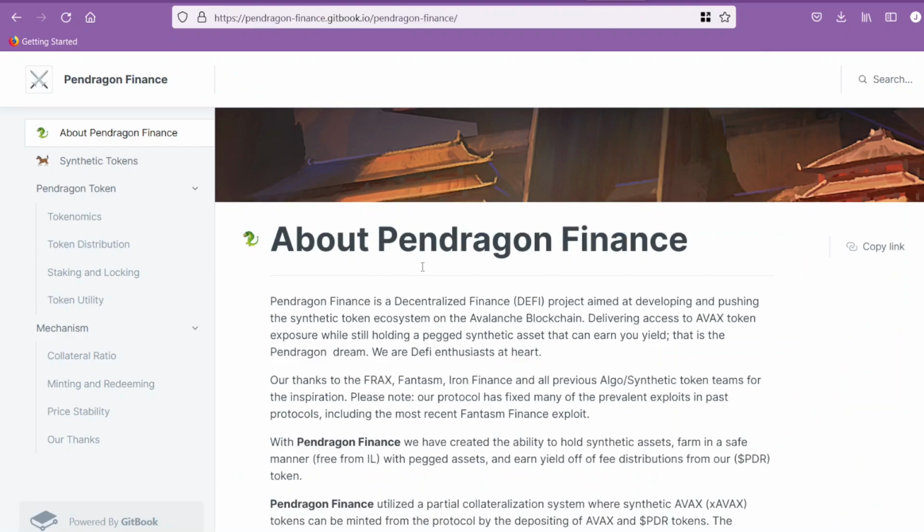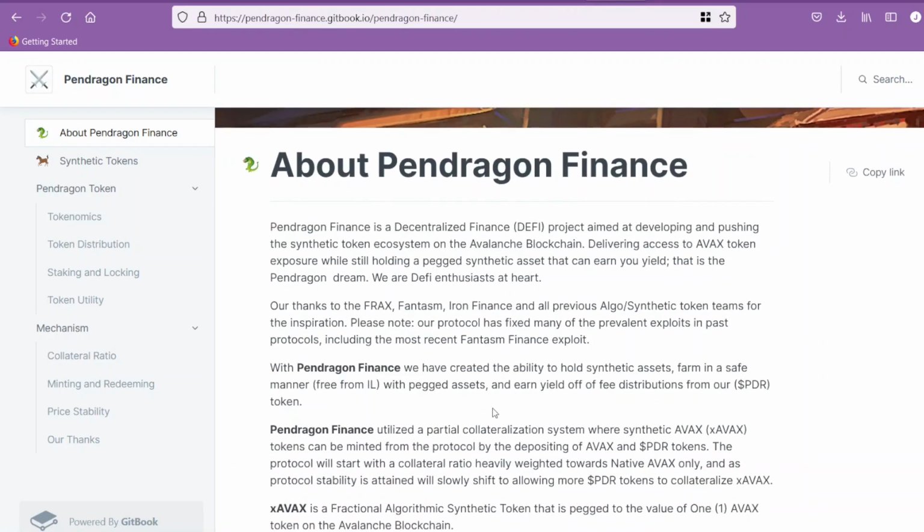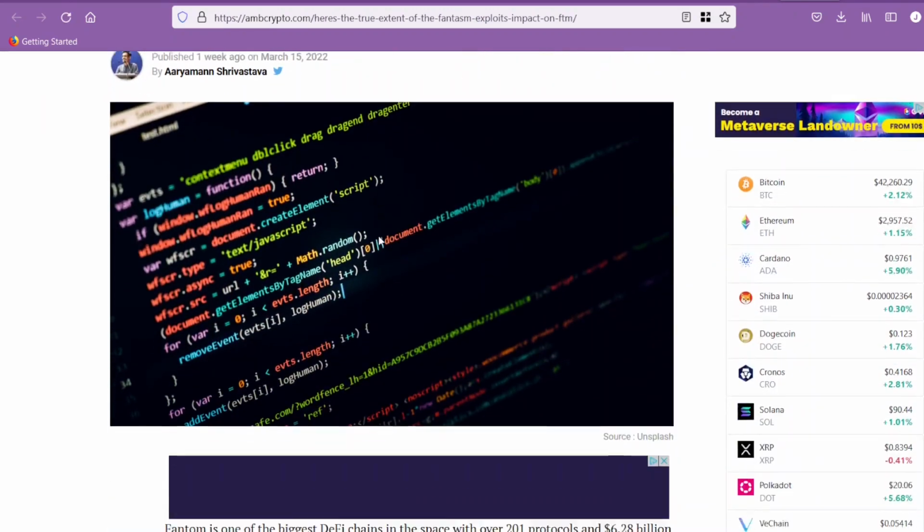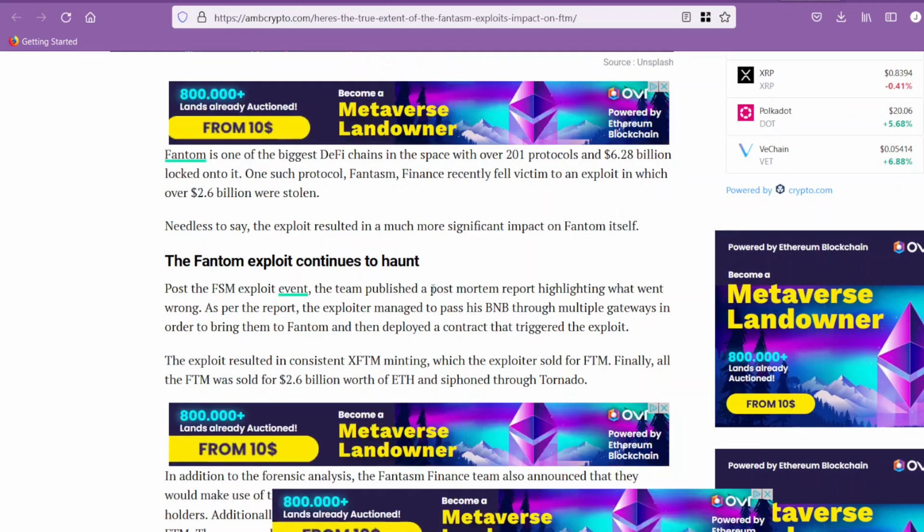So we'll go over here now and see what they've got going on in the white paper. One thing I did want to note is that you can say the same thing about the previous projects that come before them, especially Fantasm. It's looking like it's going to be a very similar project to that. They're also saying that their protocols fix many of the prevalent exploits in past protocols, including the most recent Fantasm Finance exploit. So let's go over and look at that and see what happened. There's a nice article that I found and read that goes into it in a little bit of detail.